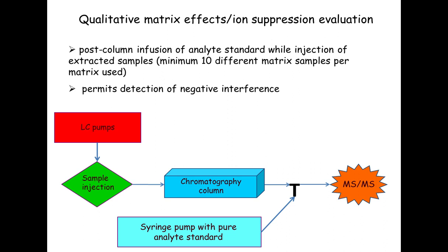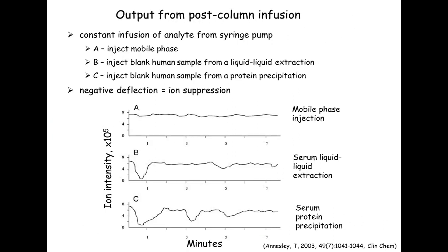I'm no artist, as you can probably tell, but this is basically how you would set up your instrument. You have your LC pumps. You have your extracted mobile phase and extracted matrix samples in the autosampler. You have your chromatography column. Then you have a T, and this is where you T in your pure analyte standard. You have a syringe pump containing your pure analyte standard, flowing at a constant rate into the eluent flow of the chromatography column, and this is all going to enter the mass spec.